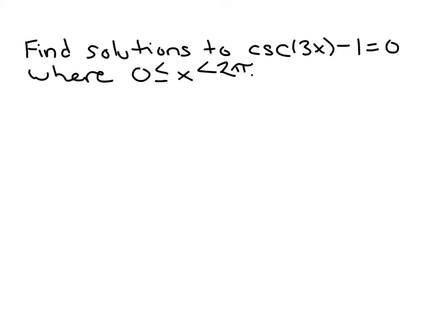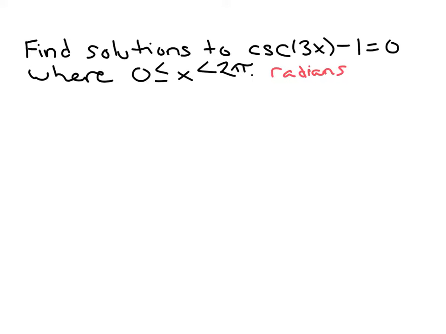In this problem, you're asked to solve the equation cosecant of 3x minus 1 is equal to 0, where x is between 0 and 2 pi radians. So the inequality right here, from 0 to 2 pi, you don't see degree symbols, implies that we're working in radians in this problem. So that's always nice to note when you start out.